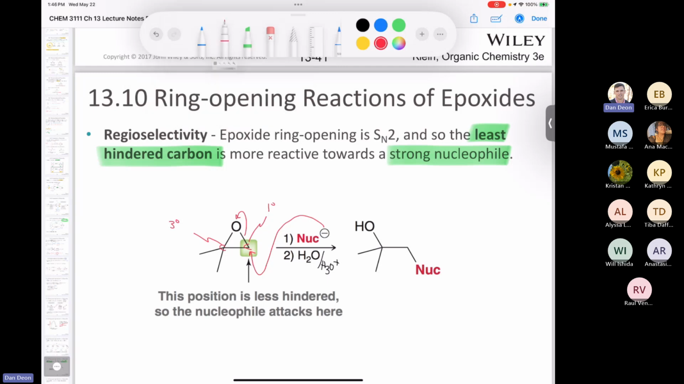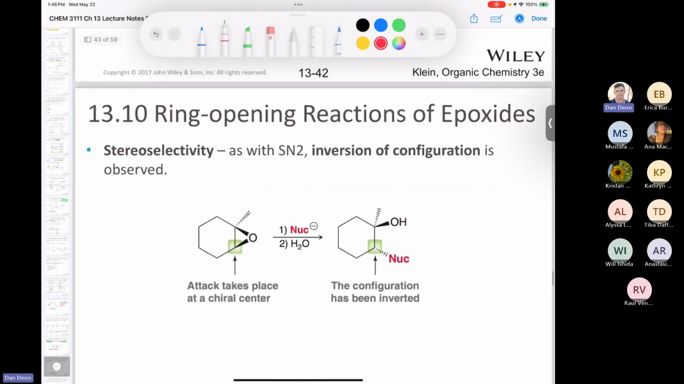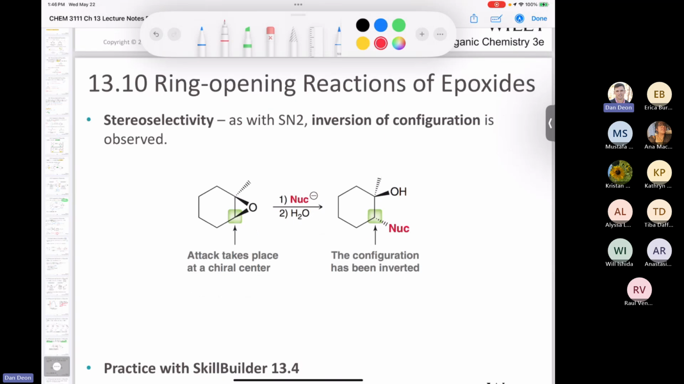It specifically says strong nucleophile. So you need to know the difference between strong and weak nucleophiles. A strong nucleophile comes in, attacks the less hindered carbon, wipe your hands and walk away. That's pretty much all there is to it. However, if the nucleophilic attack occurs at a stereocenter, then there's going to be an inversion of configuration, just like we saw with an SN2.